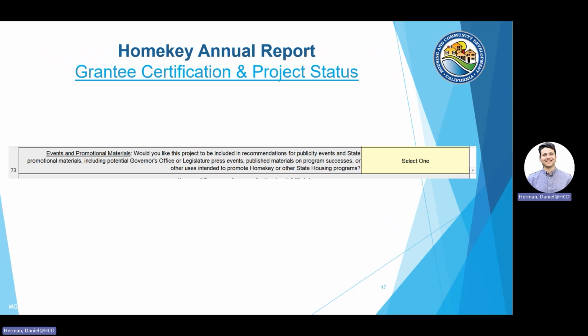Now, another self-certification question I wanted to highlight is related to events and promotional materials. The question asks, would you like the project to be included in recommendations for publicity events and state promotional materials, including potential governor's office or legislature press events, published materials on program successes, or other uses intended to promote HomeKey or other state programs? I would like to let you know that the response to this question is optional. It's not a requirement of the standard agreement to be included in these materials. So there is no penalty if you do not want to be included in these materials or events. However, if you would, please select yes.